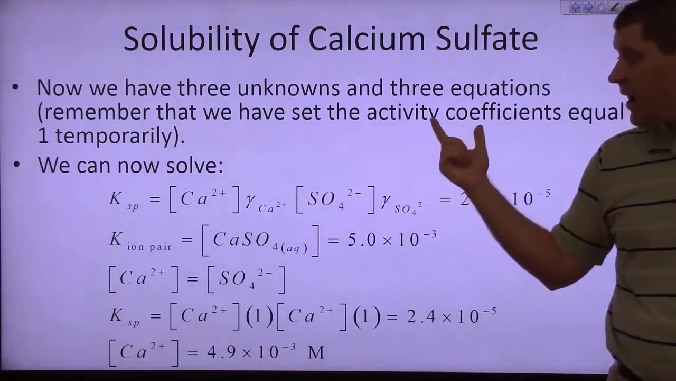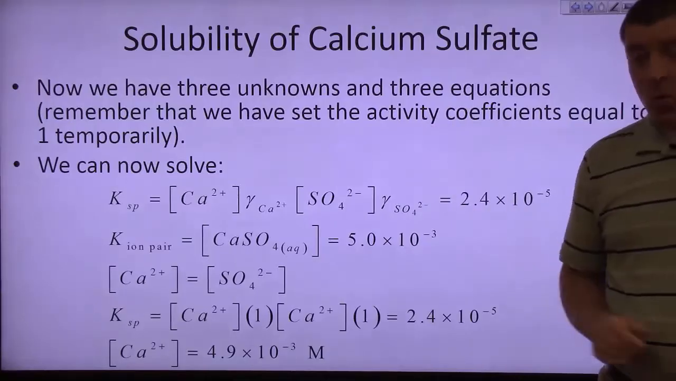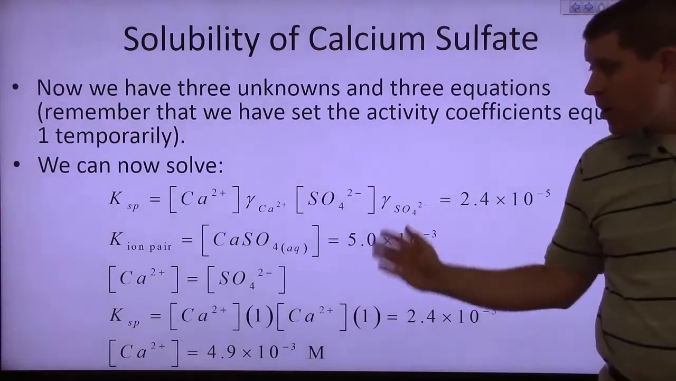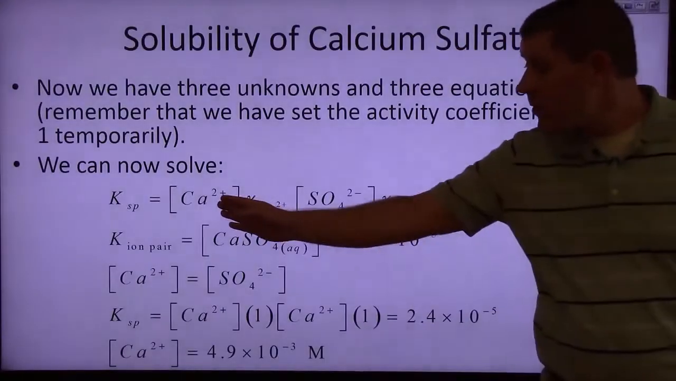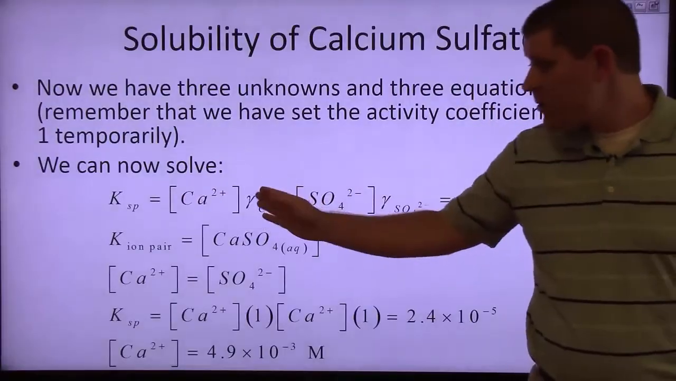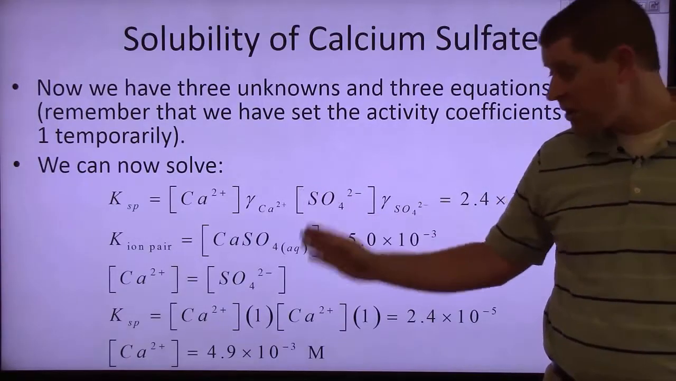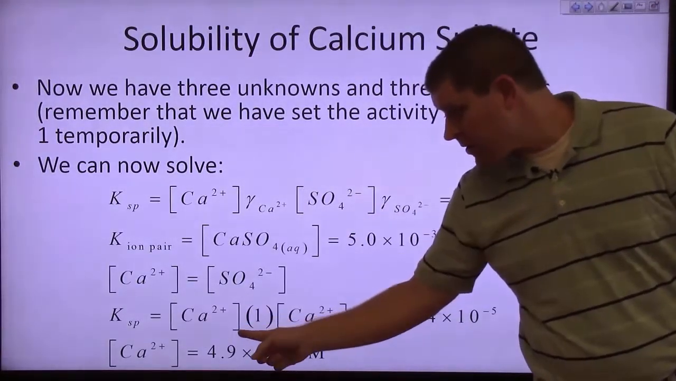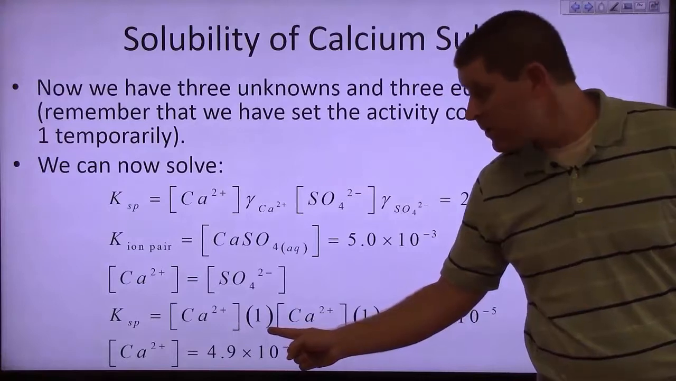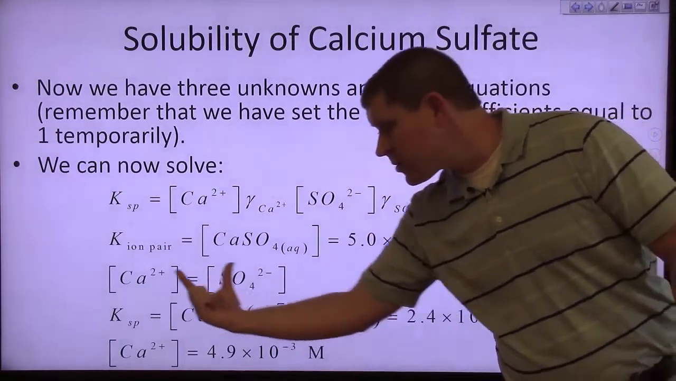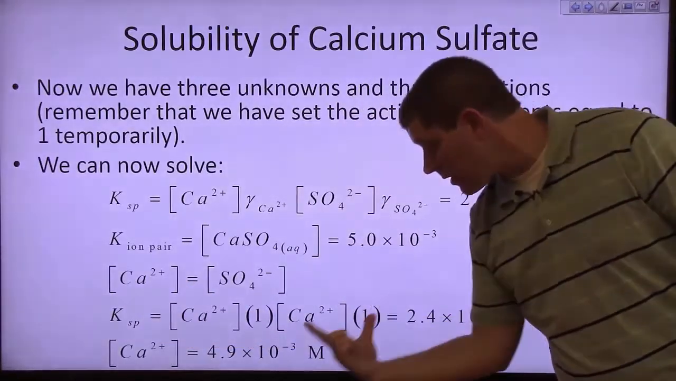Remember that we've set the activity coefficients equal to 1 temporarily. We'll go back and examine that assumption later. Now we can go ahead and solve. Let's start with our Ksp. Ksp equals the calcium ion concentration times the activity coefficient, which we're going to set as 1, times the sulfate ion concentration. But we know the sulfate ion concentration is equal to the calcium ion concentration, so let's plug that in.